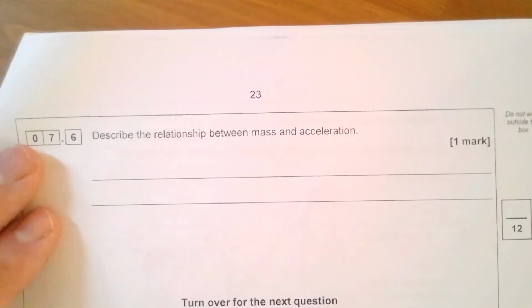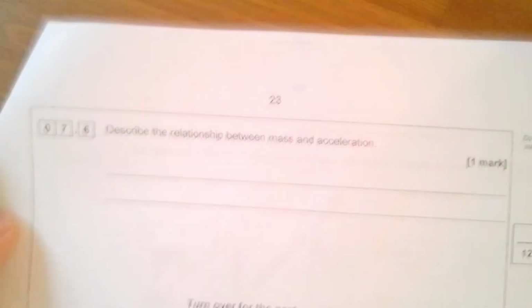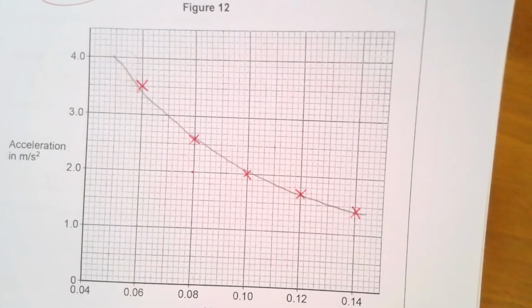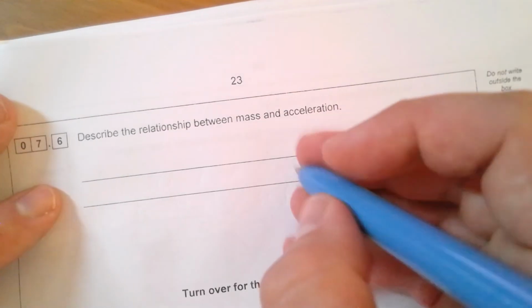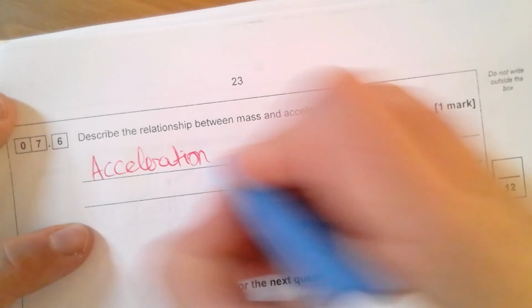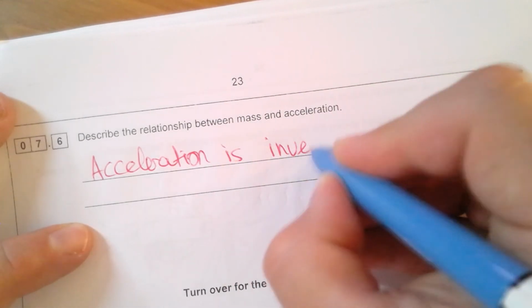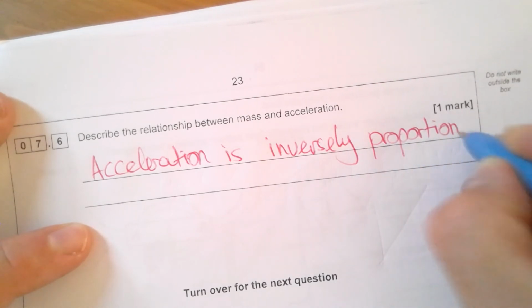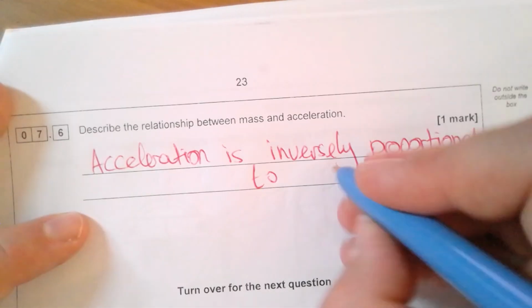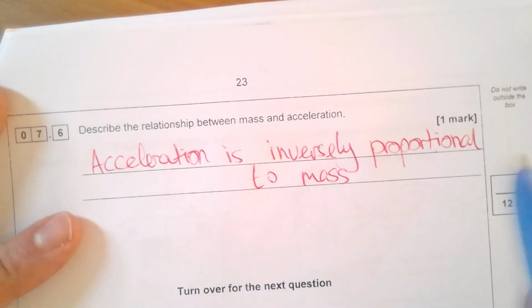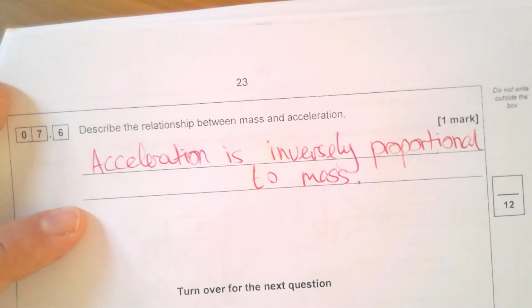And finally, describe the relationship between mass and acceleration. So this shape of graph, kind of a decreasing curve, we say is inversely proportional. So all we have to do here is say that acceleration is inversely proportional to mass. Really, all we have to write is inversely proportional. That would get us the mark, but to make a full sentence, I've done that.